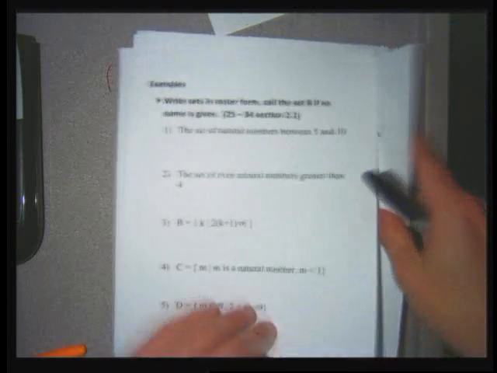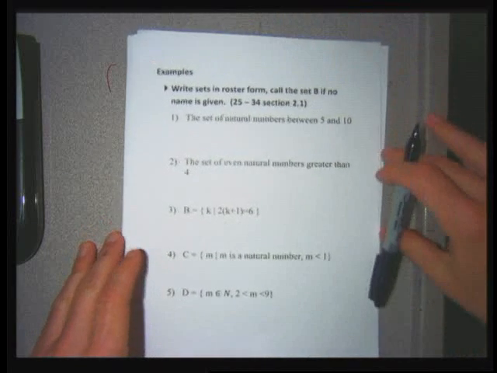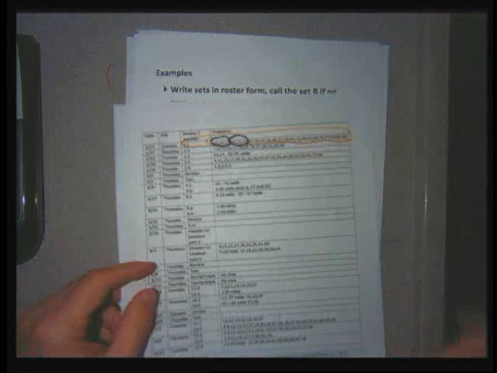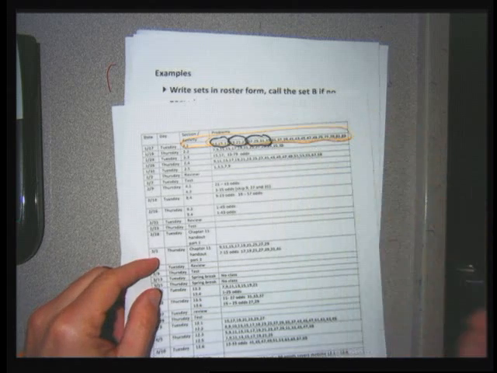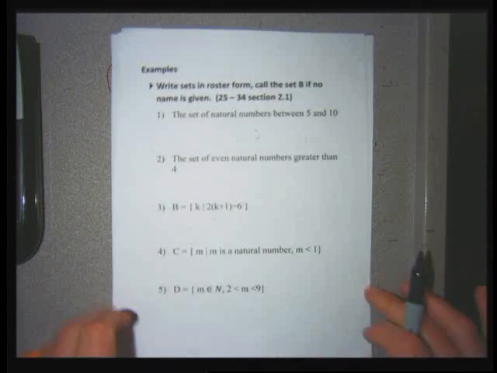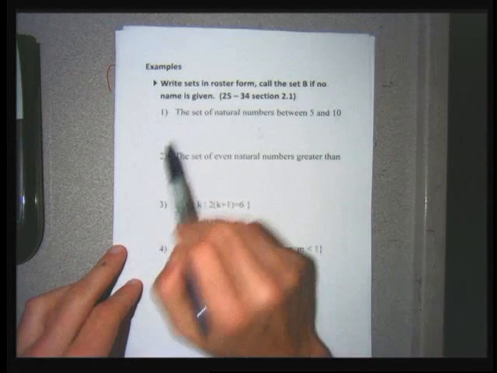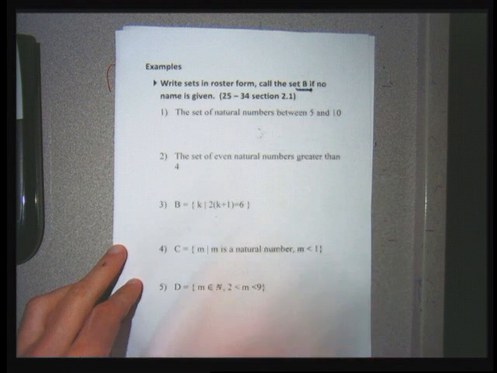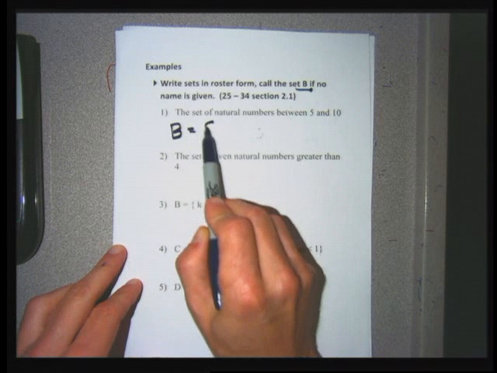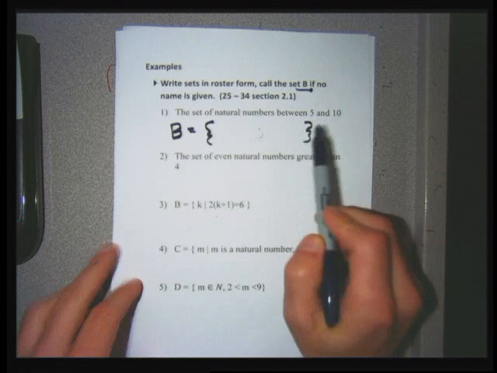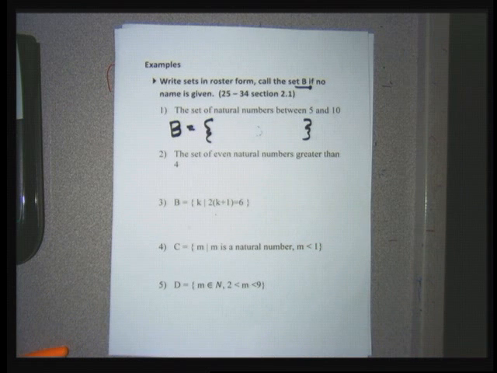So the next group of problems are to prepare me for problems 25 through 34. So in a bit here, we're going to look at problems 27, 29, 31, 33 in the text. After I do these problems, you should be able to do those problems in the text. I'm asked to write a set in roster form and call the set B if no name is given. So in problem 1, I'm given a set that's defined in words, and I'm supposed to figure out the elements of that set and write it in roster notation. Roster notation is just writing the set braces, and inside the set braces writing the elements of the set.